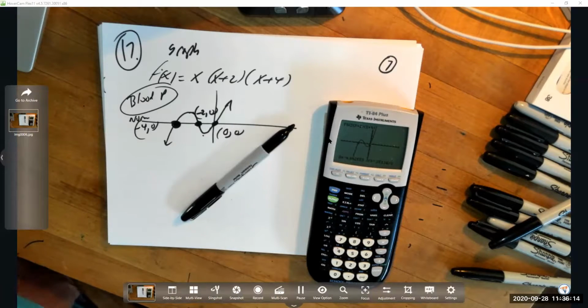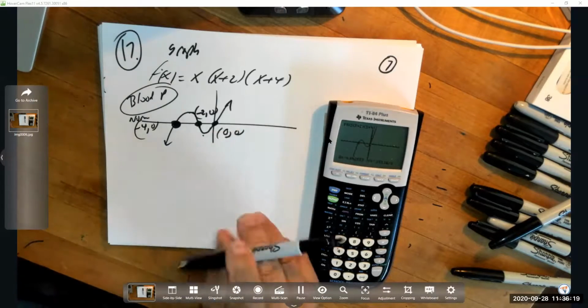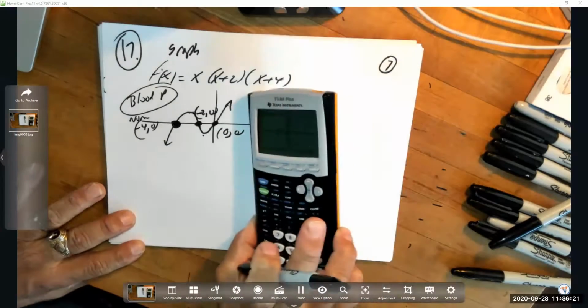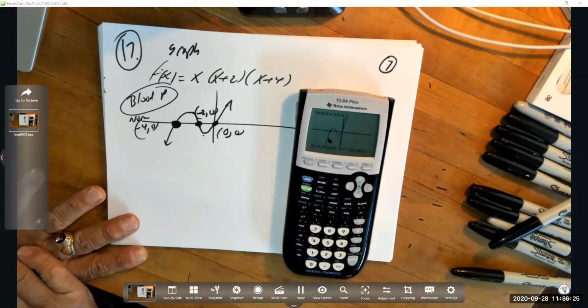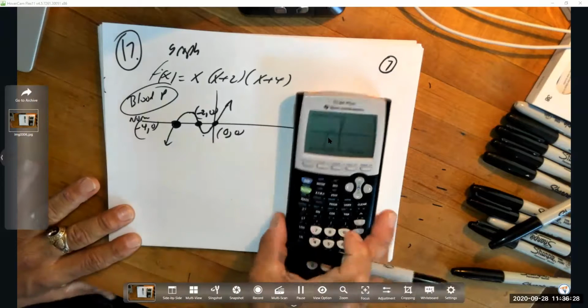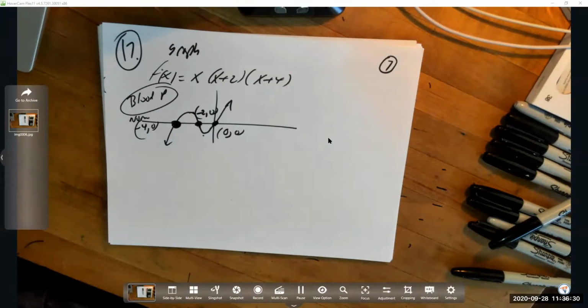All right, so now the next one. Well, that's fine. You just put it in your calculator, and you can do a trace, and you can find the spots right there. Does that make sense? That's all you gotta do. Okay. In fact, let me see something real quick. Let me see what it does here.